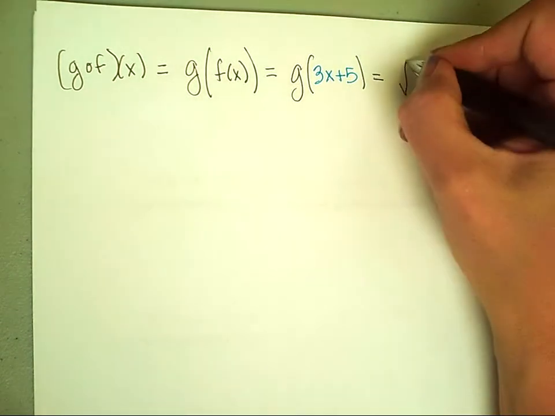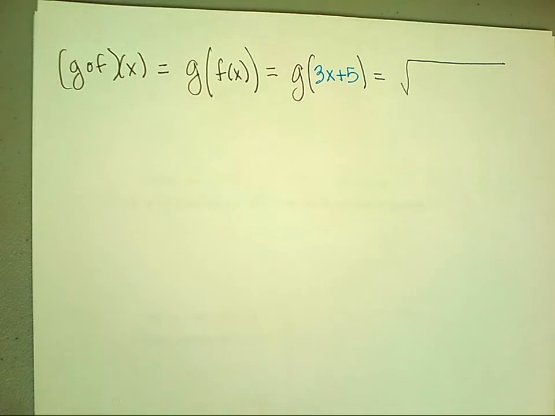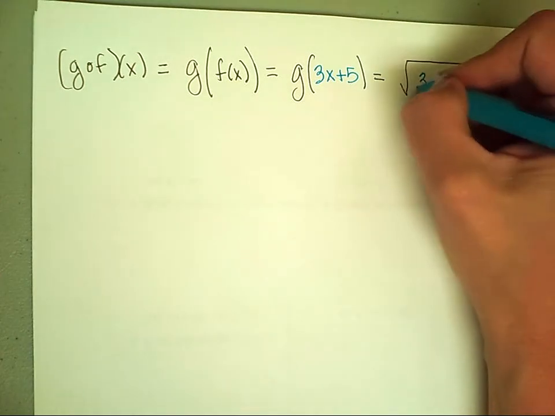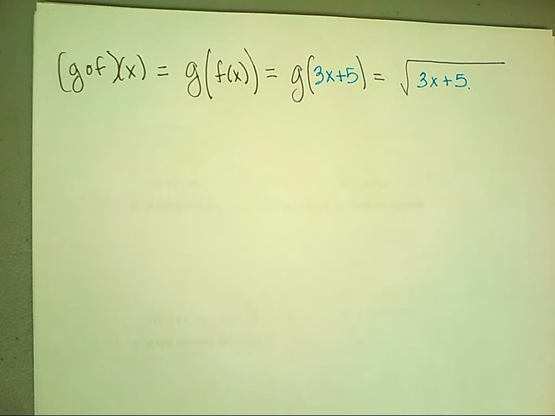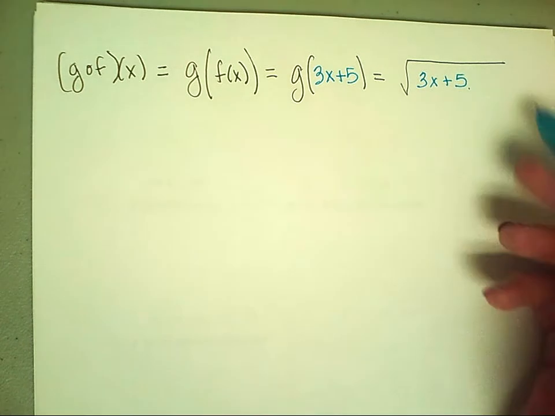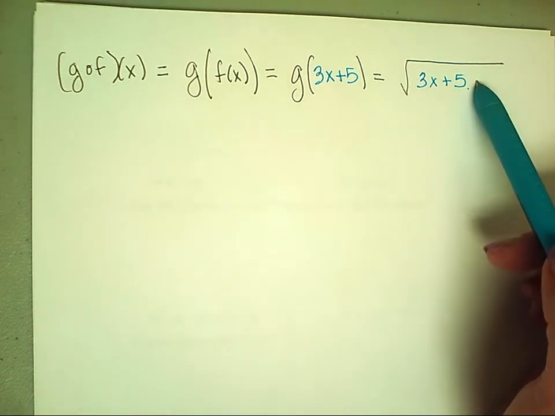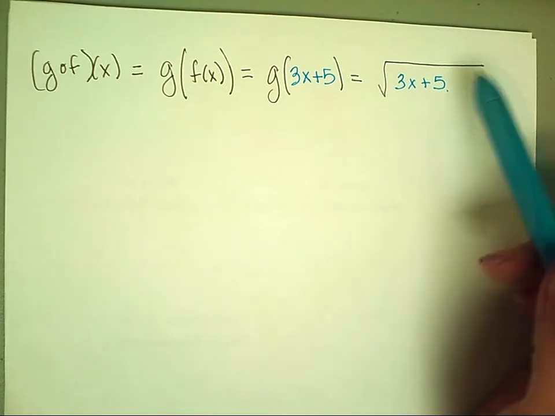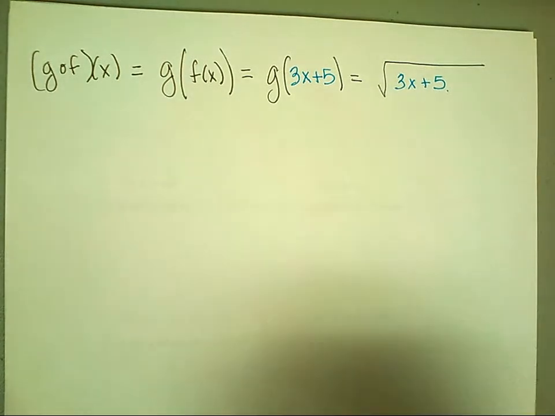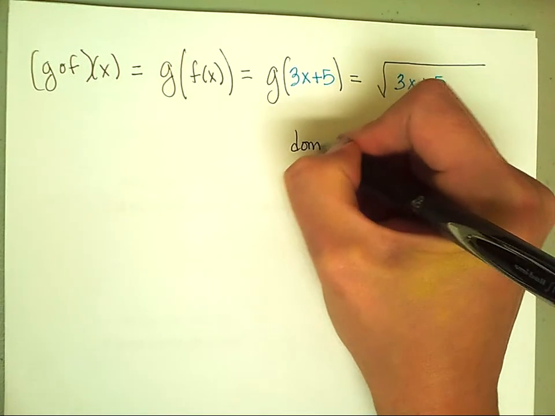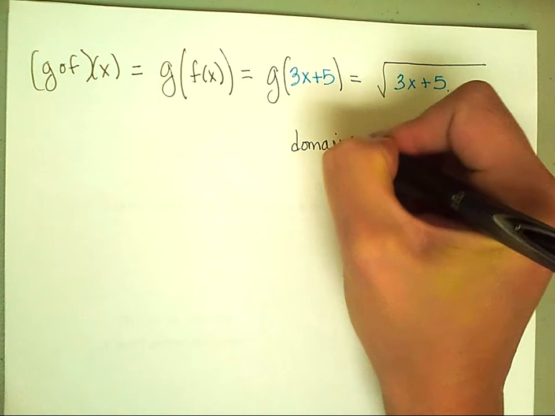Okay. Now, what is g? Well, g has the form the square root of x, and what we're putting into that is 3x plus 5. And that's it. There's nothing we can simplify here. That is g composed of f. But what about the domain now?